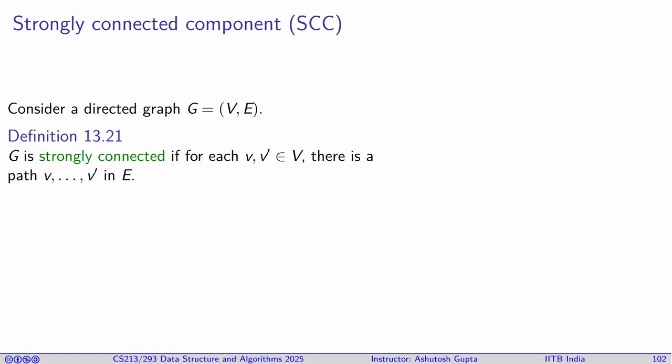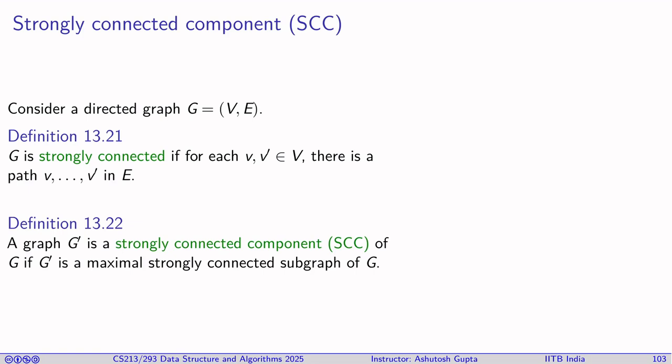Now we can define strongly connected components, which are different from connected components, as follows. G is strongly connected if for each pair V, V prime there is a path from V to V prime in E. A graph G prime is a strongly connected component if G prime is a maximal strongly connected subgraph of G.